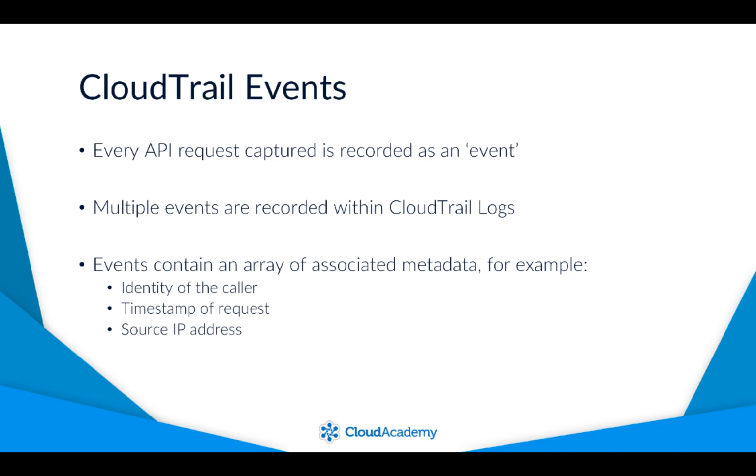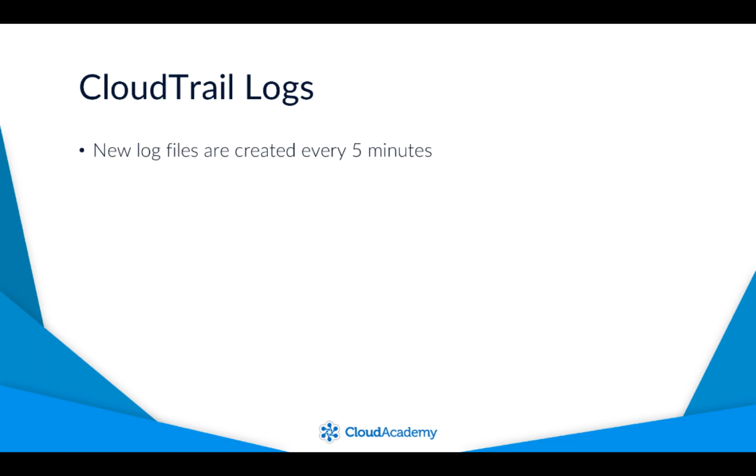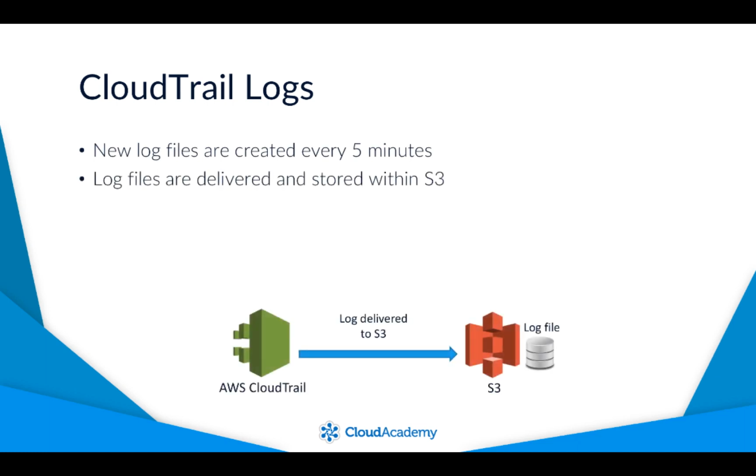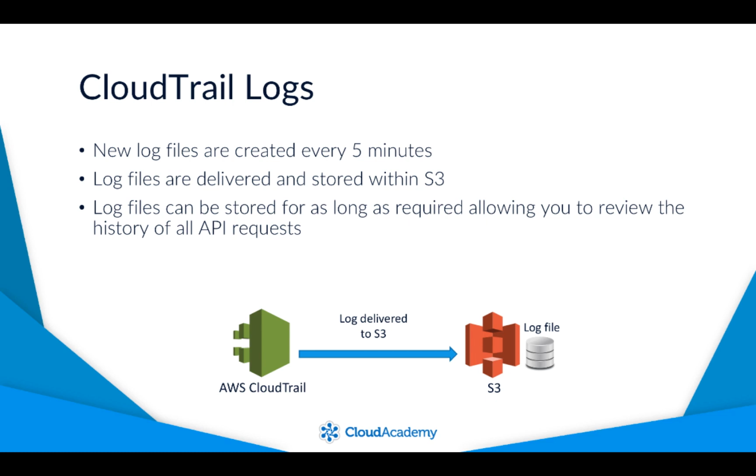In a later lecture entitled Insight into CloudTrail Logs, I will look at these log files deeper, where I will provide an example of a log file showing the different attributes recorded. For greater management, new log files are typically created every 5 minutes, which are then delivered and stored within an S3 bucket that is defined by you during your CloudTrail configuration. This allows you to easily go back and review the history of all API requests made.